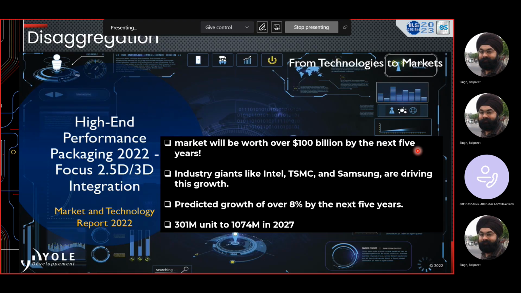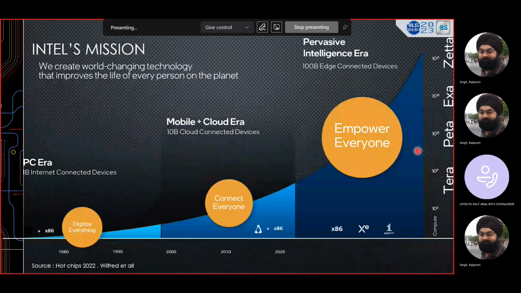And this is very interesting research work being done. This data is being used by many companies. If you see, the market will be worth about 100 billion in the next 5 years, at least as a minimum, and 301 million units are probably going to be shipped, or maybe our best case is 1,074 million in 2027. So a huge amount of market potential is going on. And at Intel, we are committed to use the technology to get the best silicon for the customers as well.